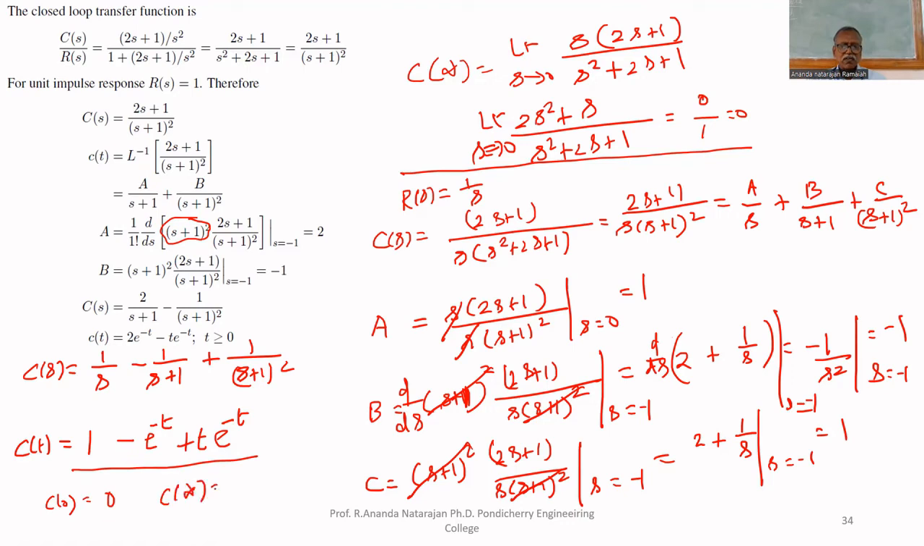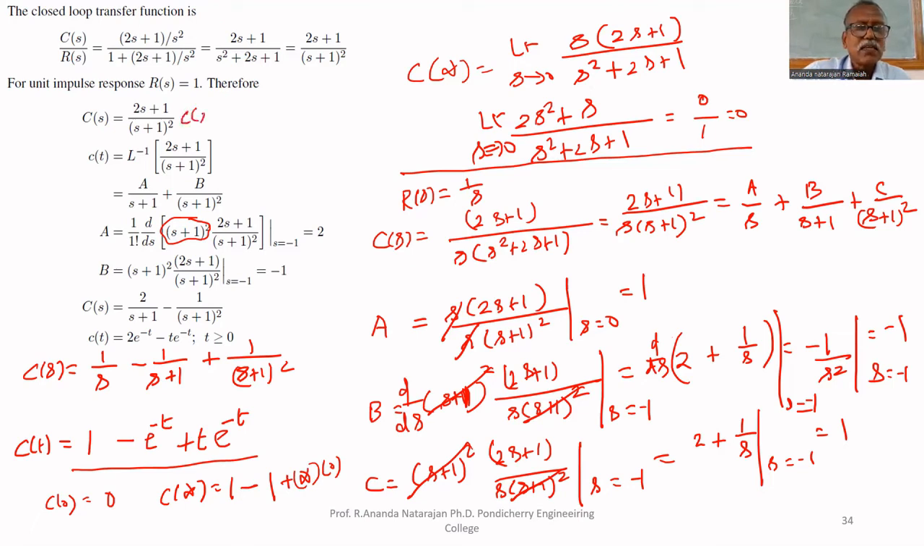What is C of infinity? Final value. This is 1. This is also 1. This is, if you substitute infinity, what you will get? Infinity times e power minus infinity, equal to 0 times infinity. Therefore, undefined. That's why you have to find the limiting case. Again, let us apply the final value theorem.